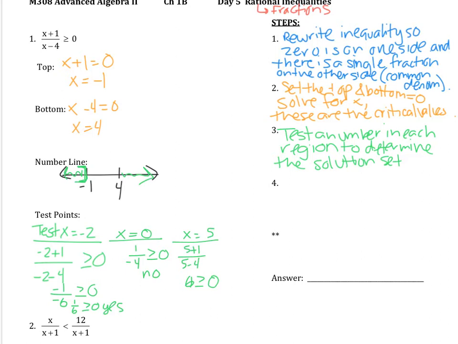Now, here's the big thing. I'm going to use a parenthesis on the 4 because 4 makes the denominator 0, and we can never have 0 in the denominator. So when I write my answer, 4 is not included in my solution set. I'm going to say -infinity to -1 union parenthesis 4 to infinity. The last step would just be to write your answer in interval notation.